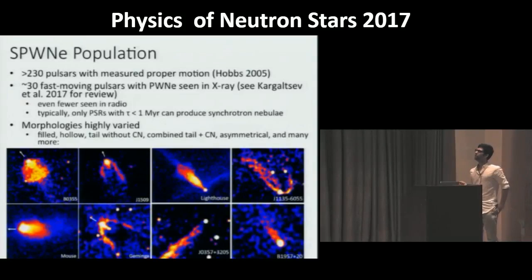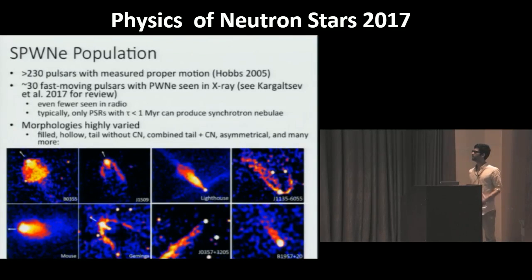There are over 230 pulsars now whose proper motions we've measured. There are about 30 fast-moving pulsars which have pulsar wind nebulae seen in X-rays. Fewer are seen in radio, and that's usually because only pulsars under 1 megayear have enough spin-down energy to produce nebulae.